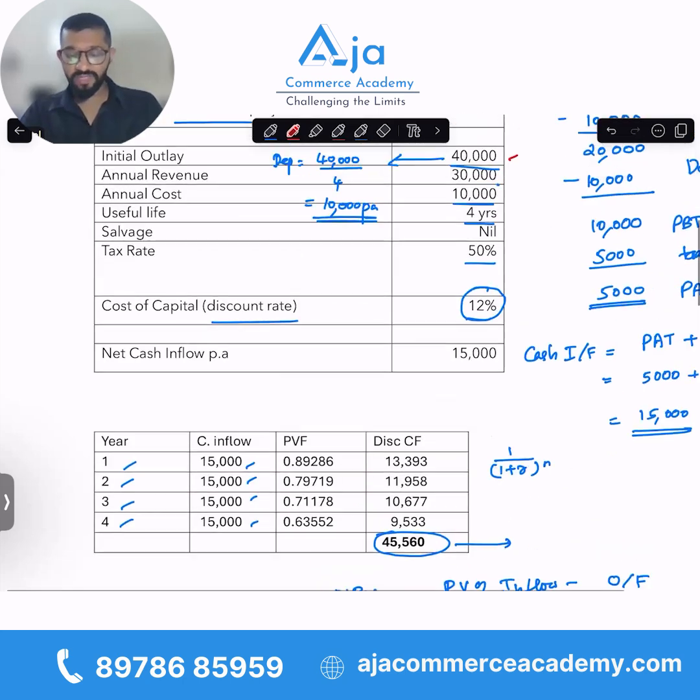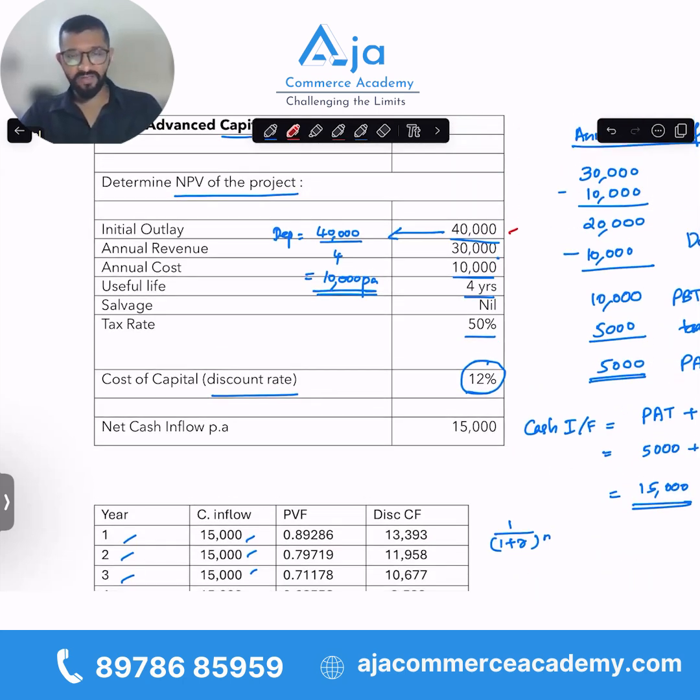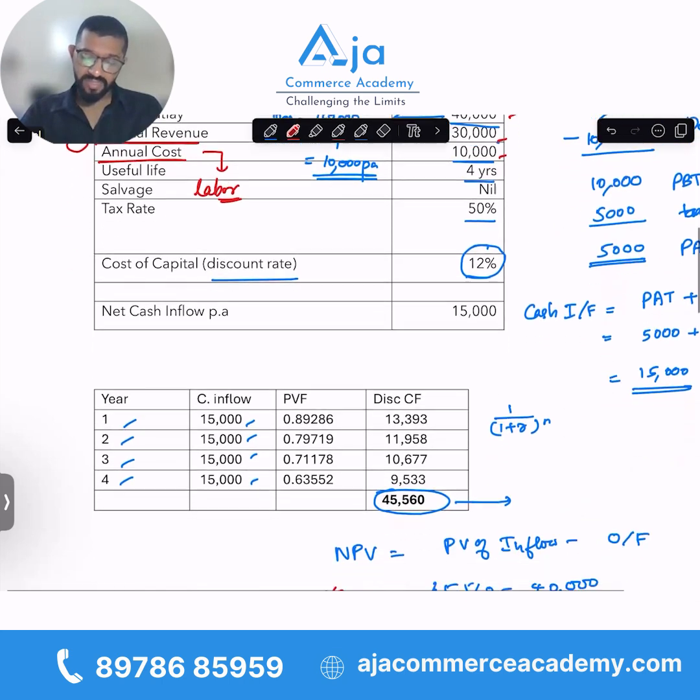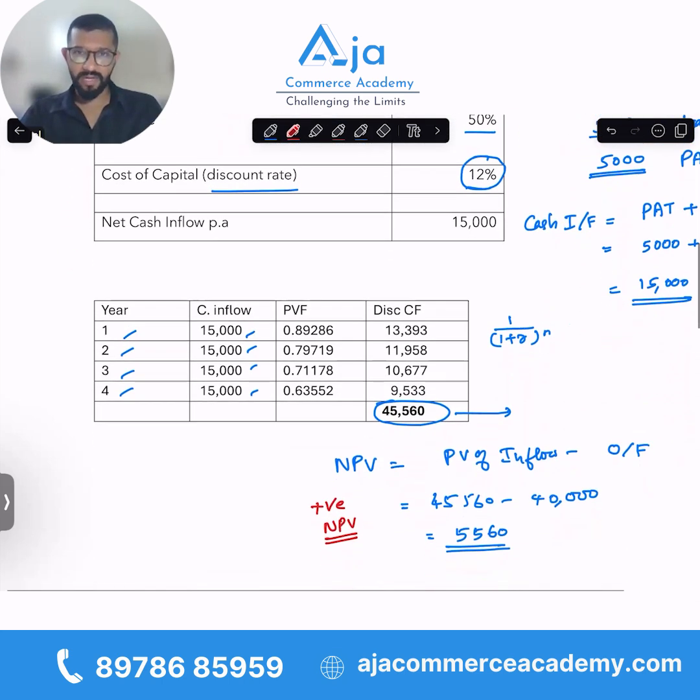Now let us see what all we ignored. What are the factors which we have overlooked in our intermediate level? The first thing is that we assumed the annual revenue and annual cost of 30,000 and 10,000 will continue for all these 4 years. But is it practically possible? Let us assume this annual cost is labor, an employee of the company whom we are paying 10,000. Will it be the same 10,000 for all 4 years? No increment in salaries?